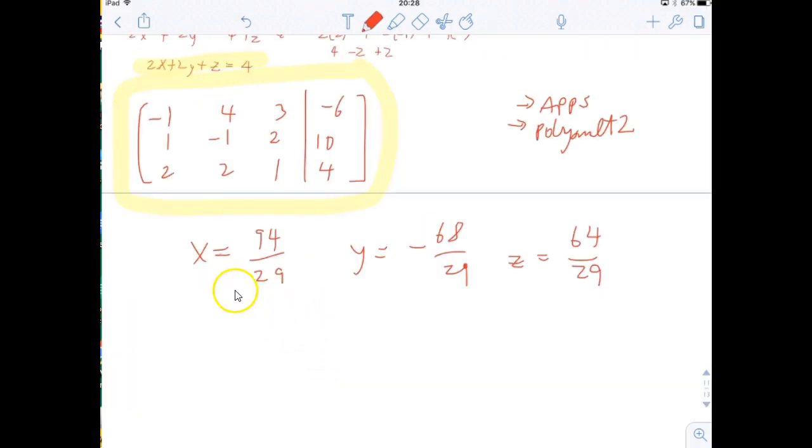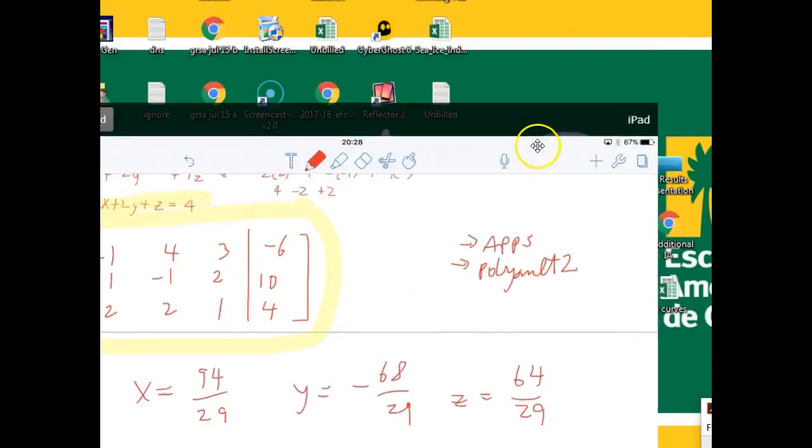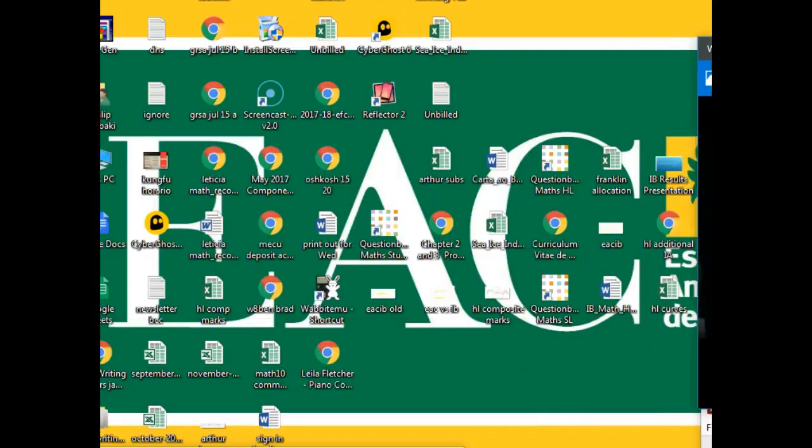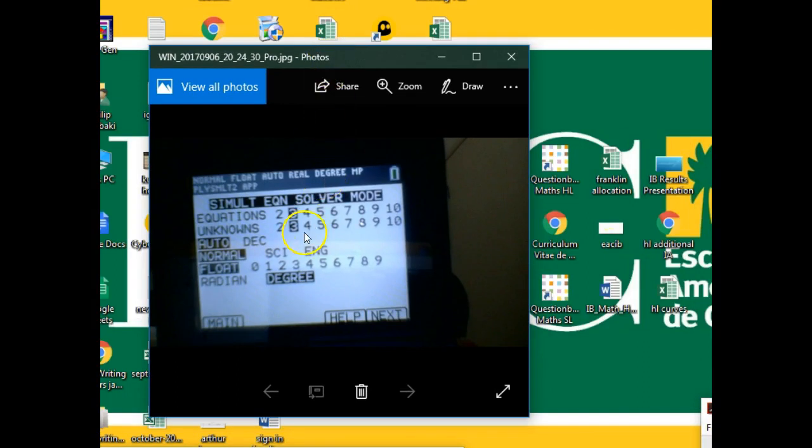So basically the calculator is going to give you this solution here. It's going to give you a value for x, a value for y, and a value for z. And I will show you the calculator screens that you'll encounter as you do apps in PolySMLT 2. First of all, you're going to choose simultaneous equation solver, and it'll ask you what size of system you're going to use, and you're going to say, I want a 3x3 system, okay? So the 3x3 system means 3 equations and 3 variables, okay? And then you can put auto here for how you want your answer, and the rest of it doesn't really matter, okay? Then you're going to press the next button, which is the button underneath the next.